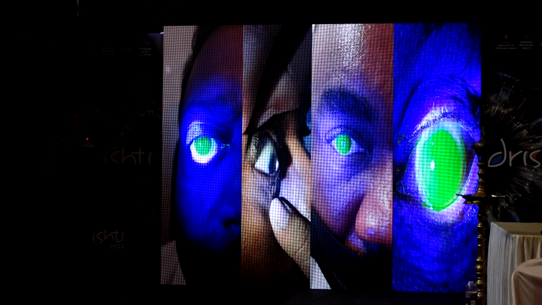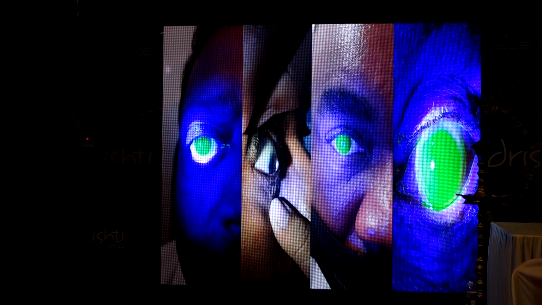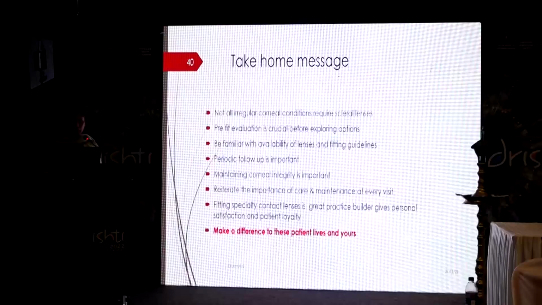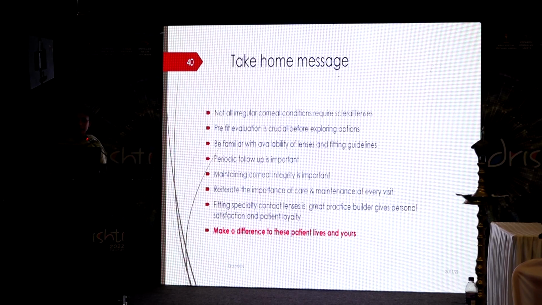These are the various cases for which scleral lenses were fit: moderate to severe cases of keratoconus in which a corneoscleral lens doesn't work, and ocular surface and dry eye conditions, in which it works beautifully. So the take-home message is that not all irregular corneal conditions require scleral lenses. Pre-fit evaluation is crucial before exploring options. Be familiar with availability of lenses and fitting guidelines. Periodic follow-up is very important. Maintaining corneal integrity is important.